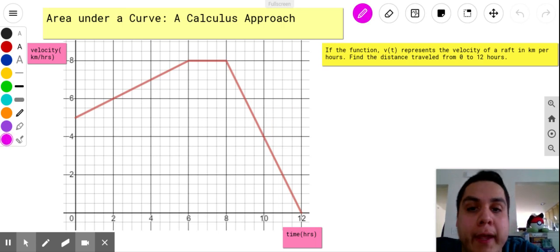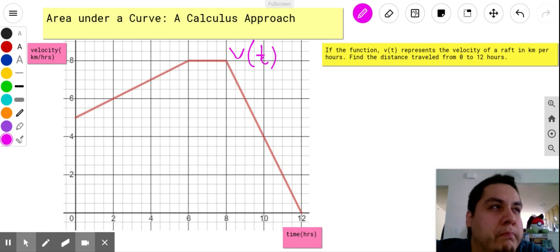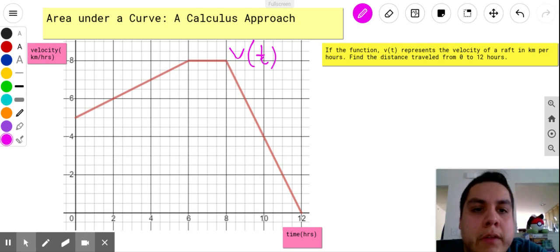All right, so we're back and we're going to do a part two, which kind of walks you through another way to approach it. This one should be what you should expect to do for, I don't know, tomorrow. So here's what we have. We have a graph given to us, which represents velocity based off time in hours. The velocity is kilometers per hour. And I want to figure out the distance traveled between 0 and 12 hours.